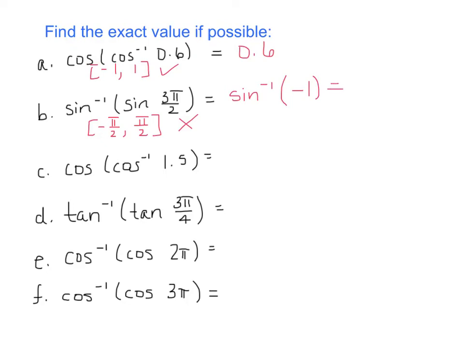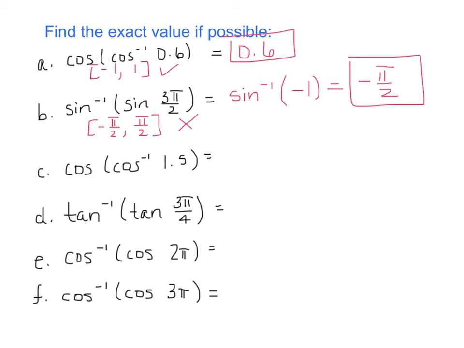Then we have to figure out what angle in our domain will give us a sine of negative 1. So remember on your unit circle, you're trying to find out which angle has a sine of negative 1. And the only angle that does would be negative pi over 2. Okay?